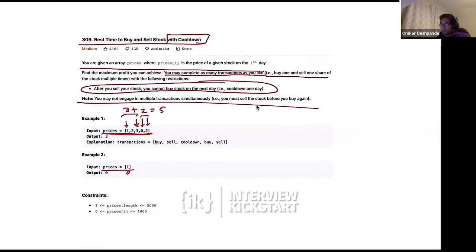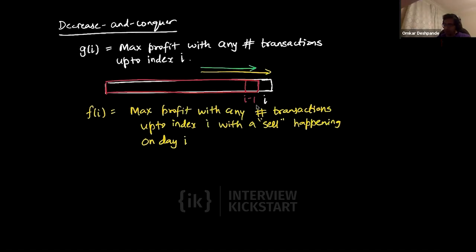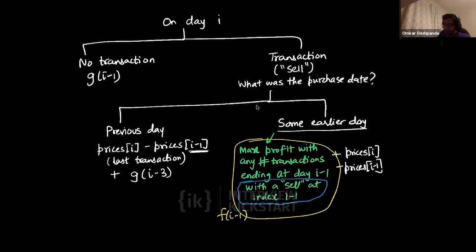So whenever you sell the stock, you can't buy on the next day. You have to buy on the day after that. So there should be a minimum 2 day gap between any sell and a buy that follows it. So if this is a buy, any sell that happens before it should have happened on day I minus 3 or earlier. Does that make sense now? Yeah, got it. Thank you.